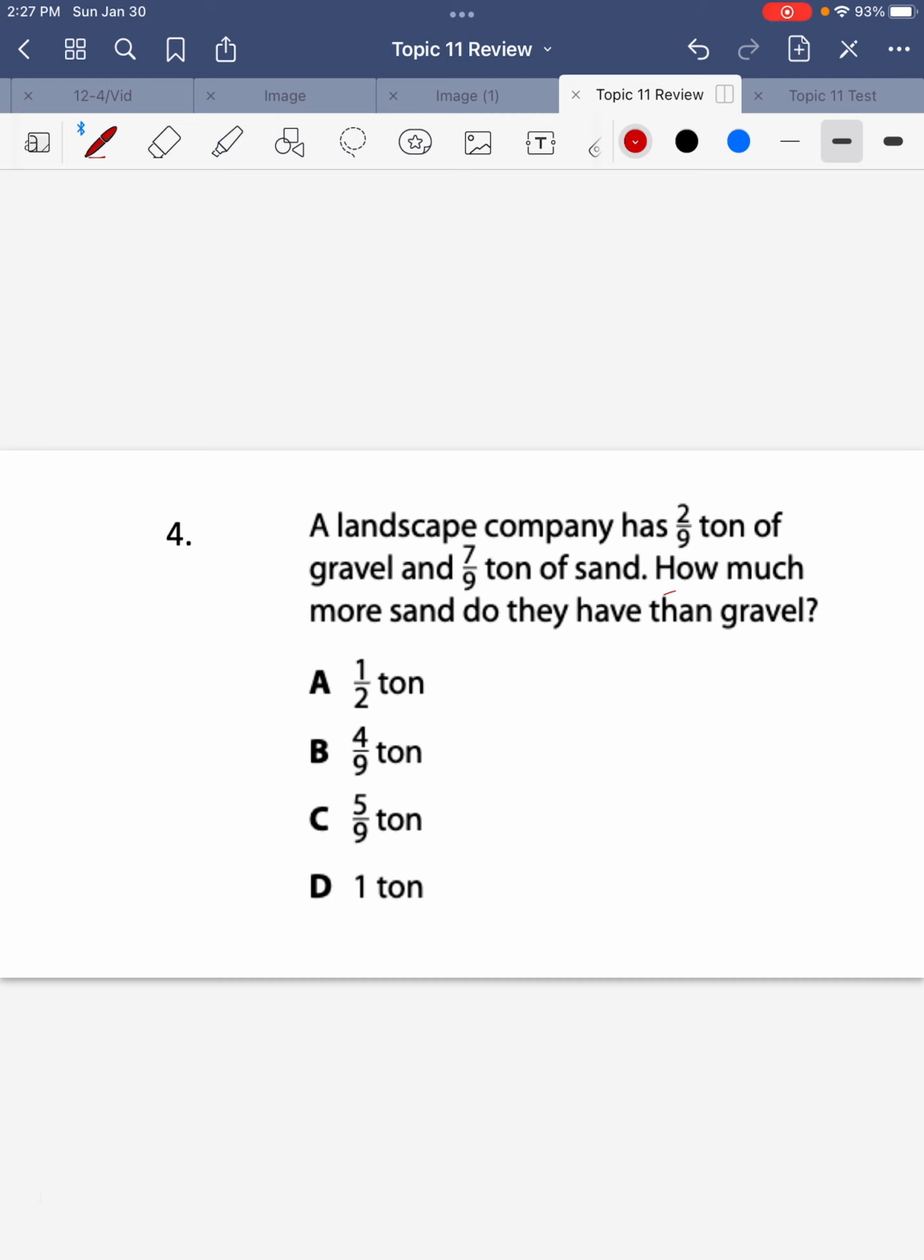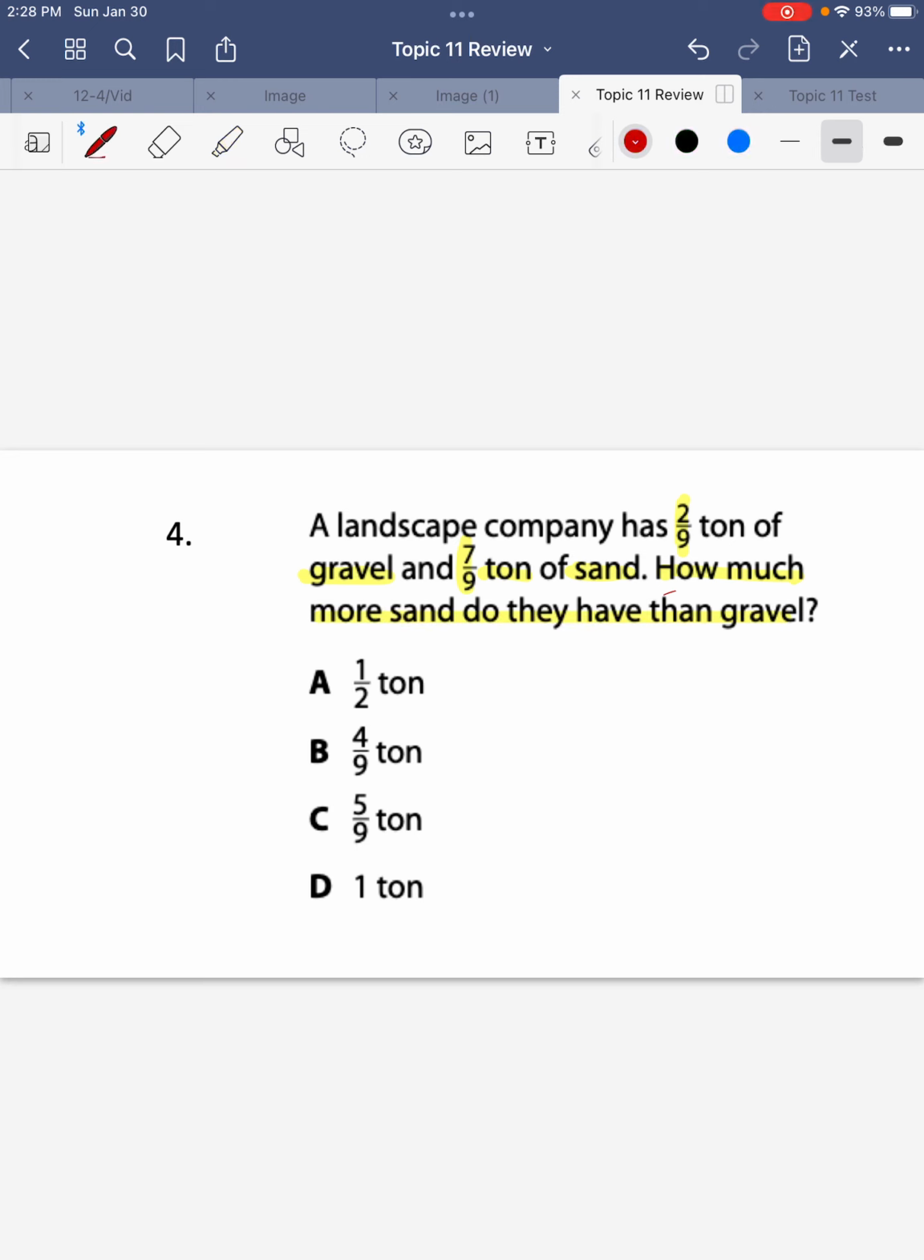Number 4. A landscape company has 2/9 tons of gravel and 7/9 tons of sand. How much more sand do they have than gravel? Okay, I have a lot of keywords in here. So the company has 2/9 tons of gravel, okay, and 7/9 ton of sand. How much more sand do they have than gravel?